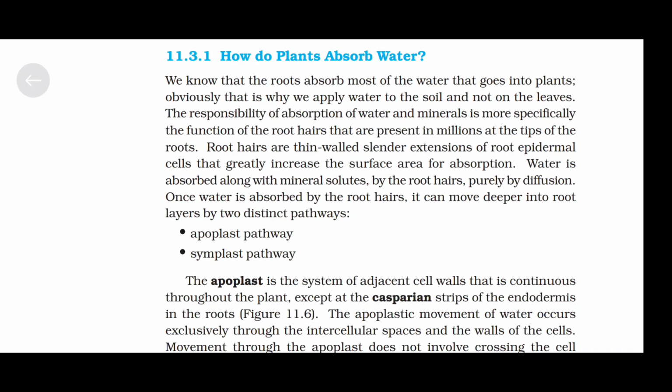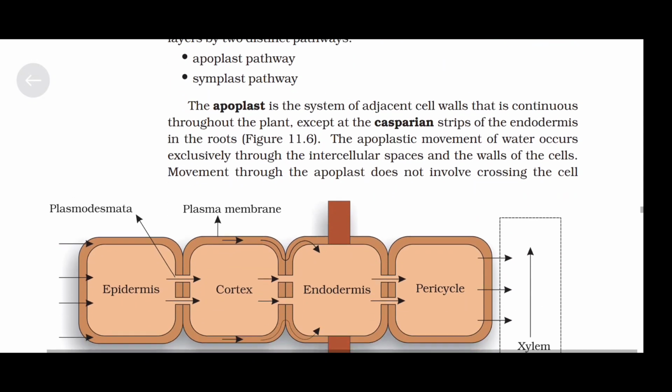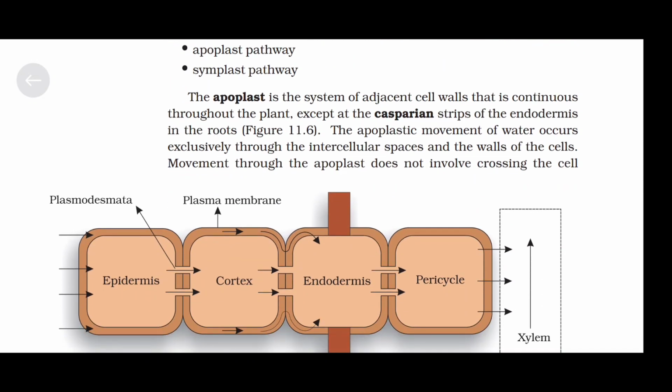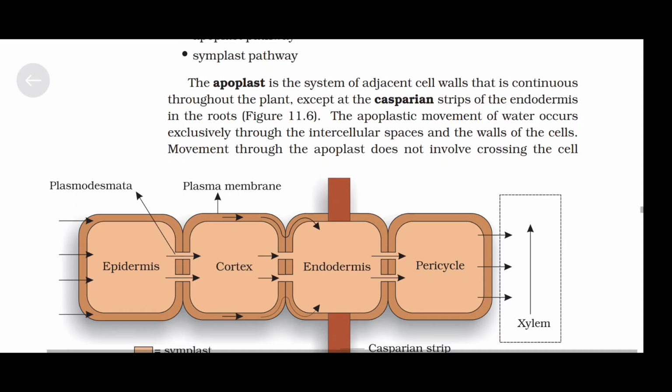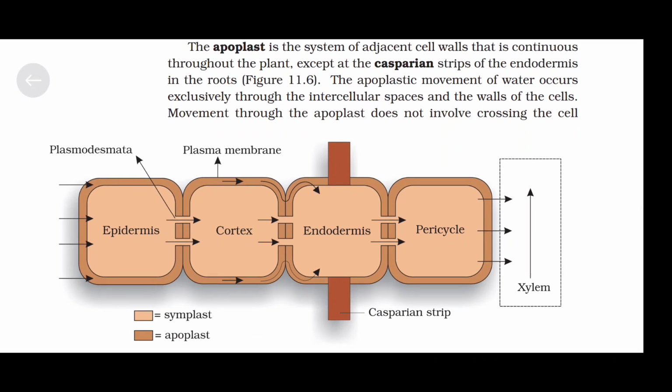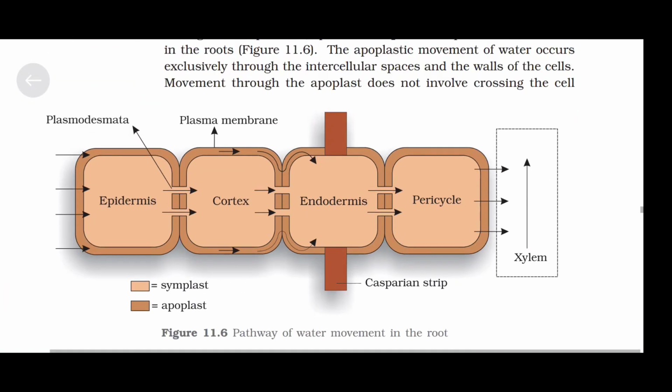Once water is absorbed by the root hairs, it can move deeper into root layers by two distinct pathways: apoplast pathway and symplast pathway. The apoplast is the system of adjacent cell walls that is continuous throughout the plant, except at the Casparian strips of the endodermis in the roots. The apoplastic movement of water occurs exclusively through the intercellular spaces and the walls of the cell. Movement through the apoplast does not involve crossing the cell membrane.